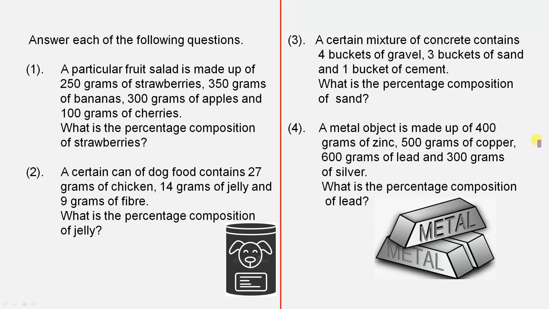And the last one, a metal object is made up of 400 grams of zinc, 500 grams of copper, 600 grams of lead, and 300 grams of silver. What is the percentage composition of lead? Now, basically, we have zinc, copper, lead, and silver. And we need to find the percentage composition of lead.